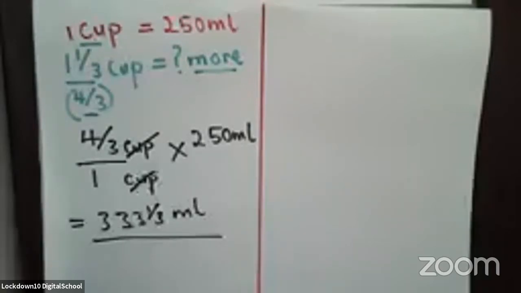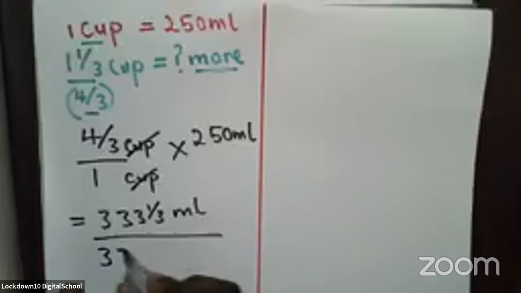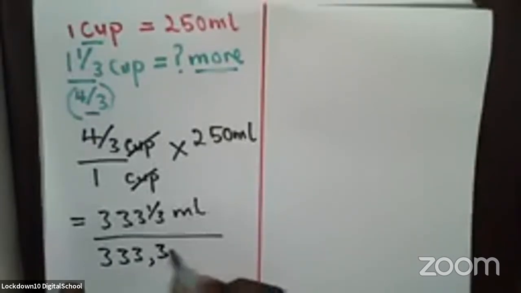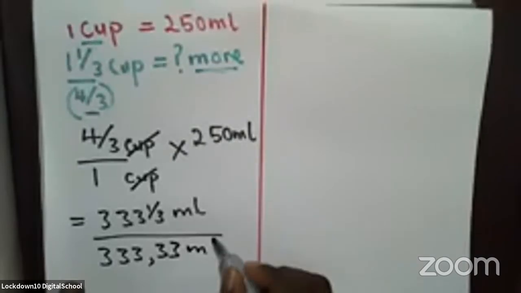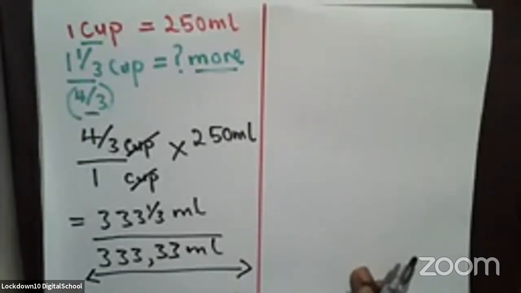Okay, so we are saying 333 and a tenth, or you can write it as 333.33, depending on the question requirements.